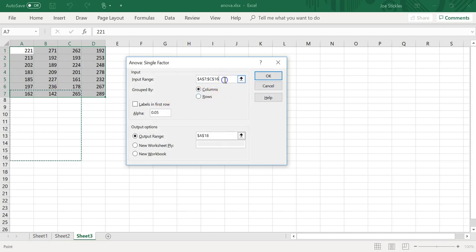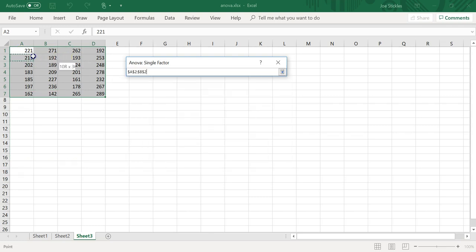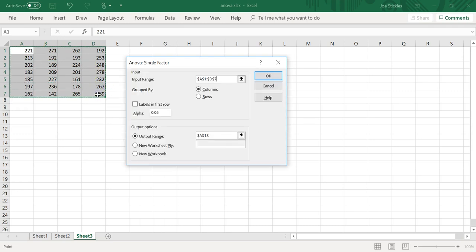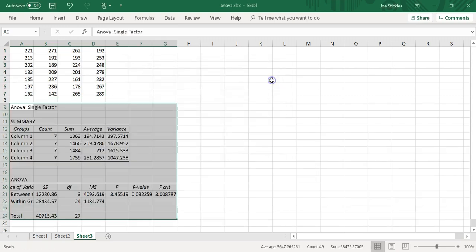Again, the first thing you want to do is change your input area because it'll just use the old default one from the previous one. Okay. So, highlight that area. Again, it's grouped by columns the way I have it in there. And then your output range, just click on a cell wherever you want it. You can change your significance level, by the way. You can change your alpha if you really want to. Okay. Hit OK. Spits out all the good stuff.